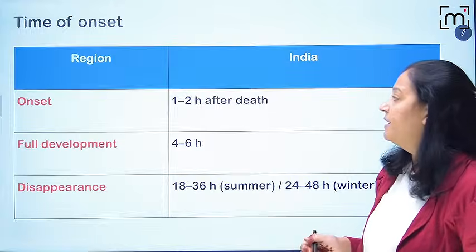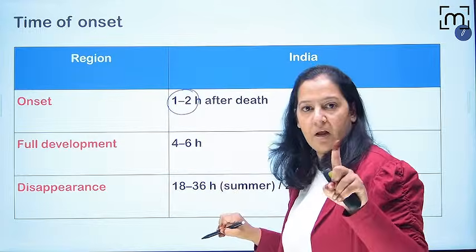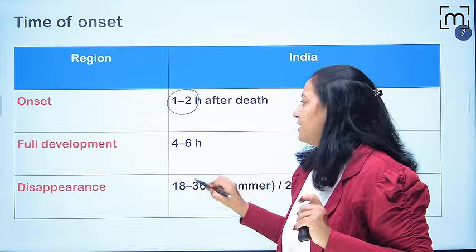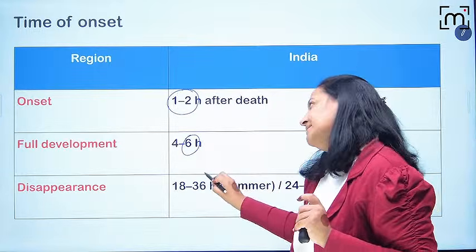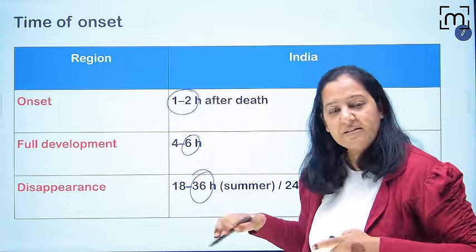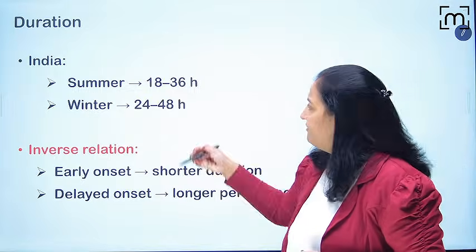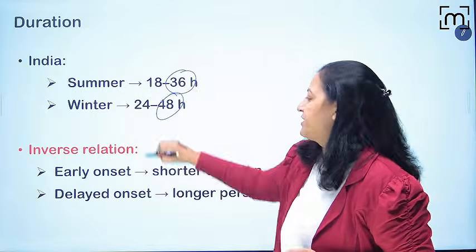Now what is the onset? It starts 1 hour after death. Till 1 hour it is relaxation, primary relaxation. After 1 hour it starts. It is fully developed in 6 hours and it disappears in 36 hours. After 36 hours it's secondary relaxation. The duration in summers is 36 hours, in winters it's 48 hours.